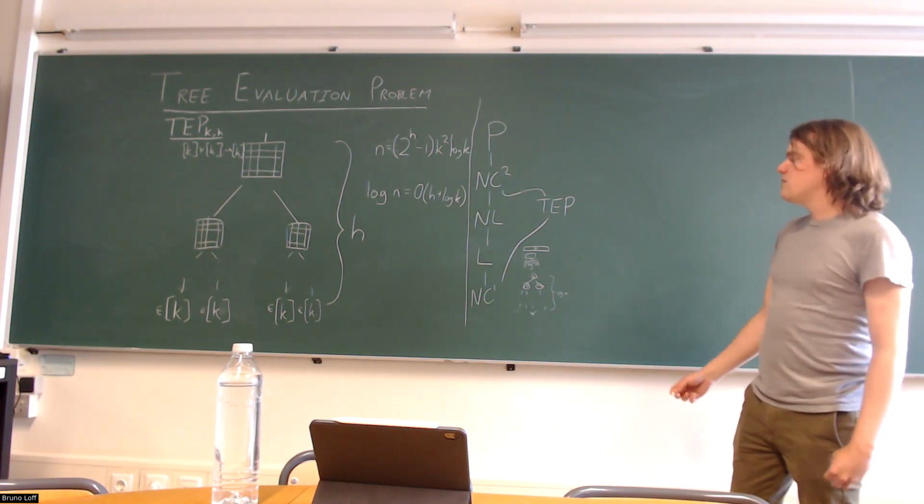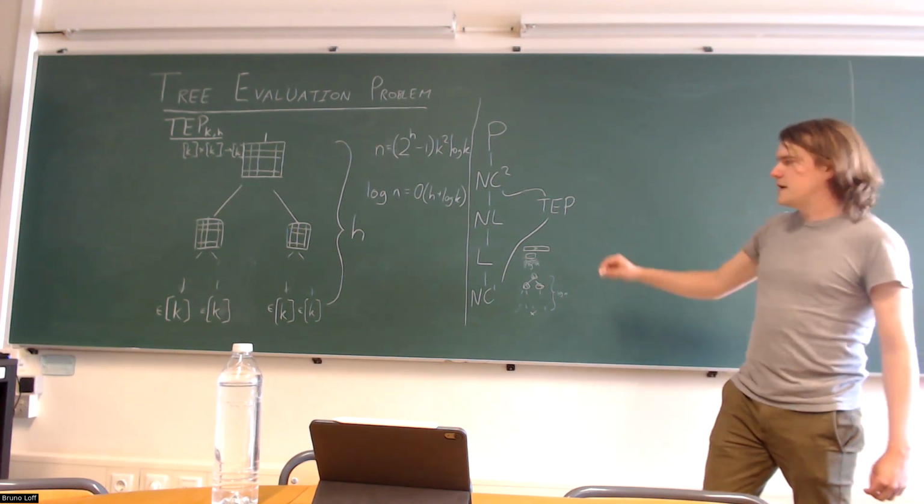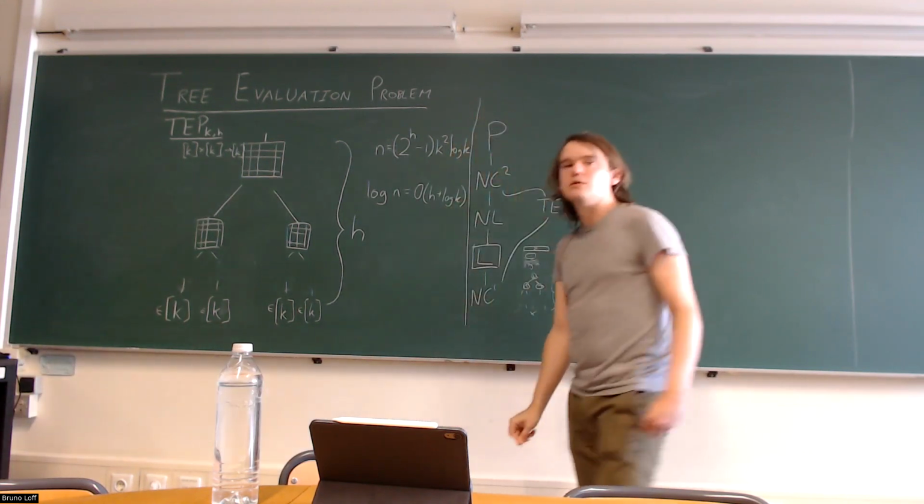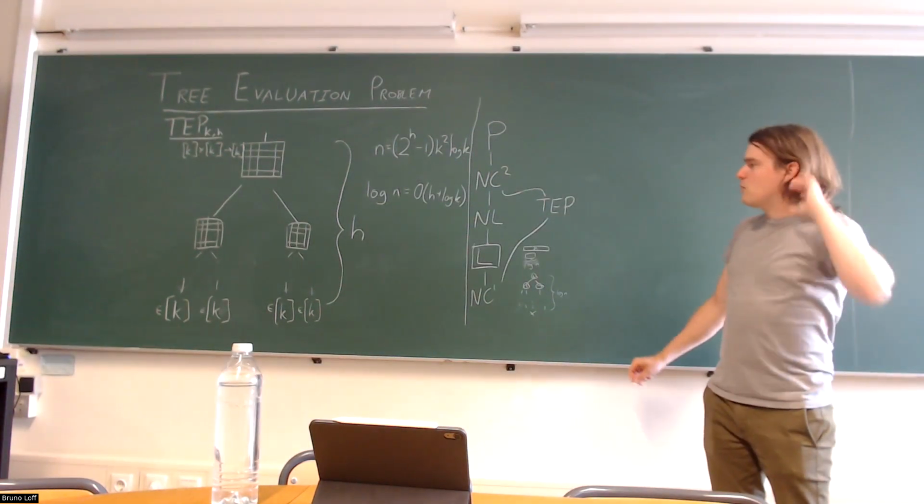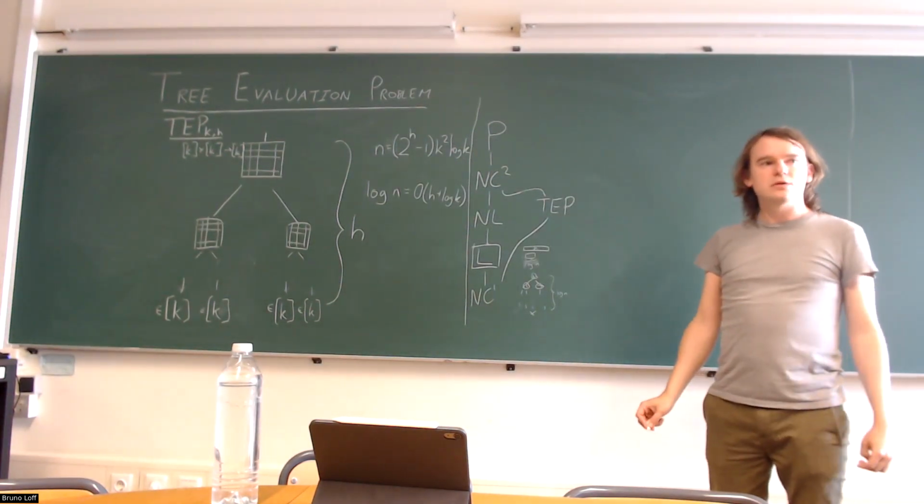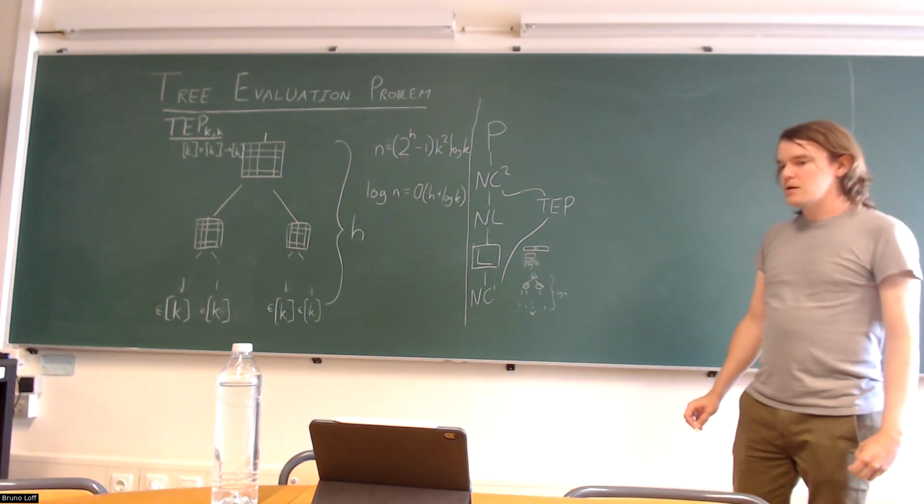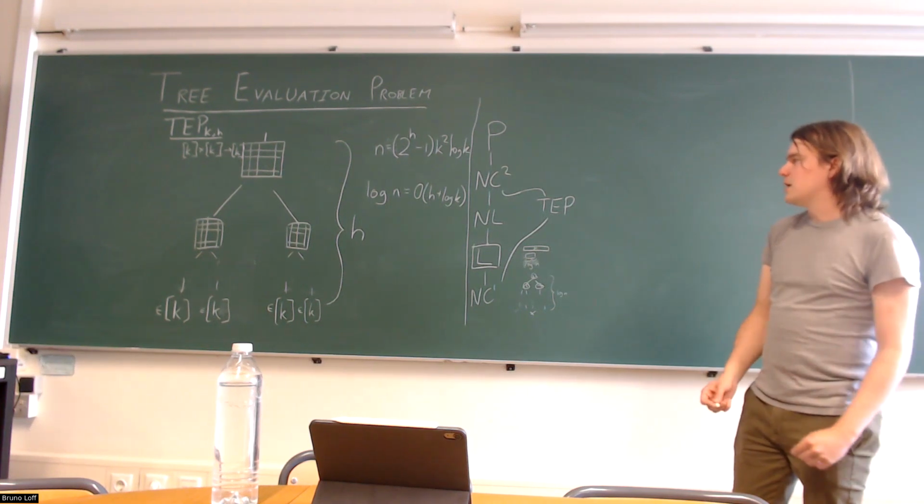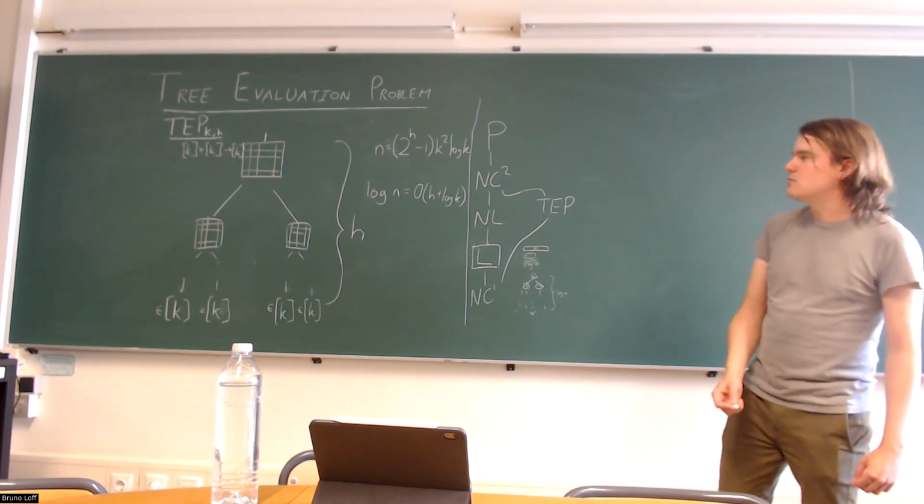And tree evaluation is going to be our sort of antagonist for the day, and our protagonist is going to be log space. So we're talking about what is the space complexity of tree evaluation. It's going to be the focus. So why do we care about the space complexity of tree evaluation? Why is this a question worth studying?